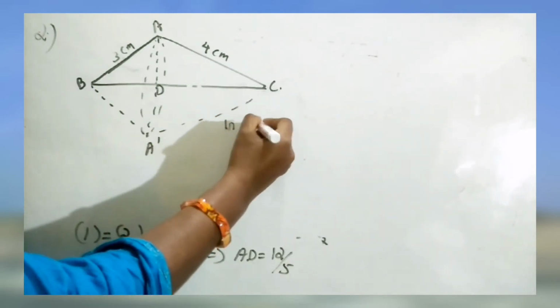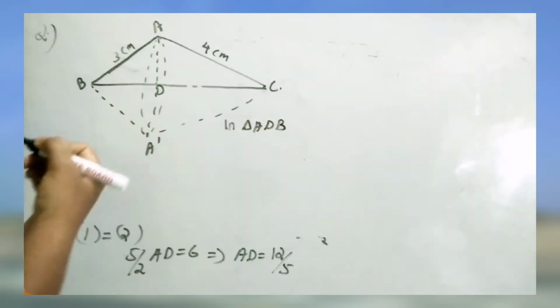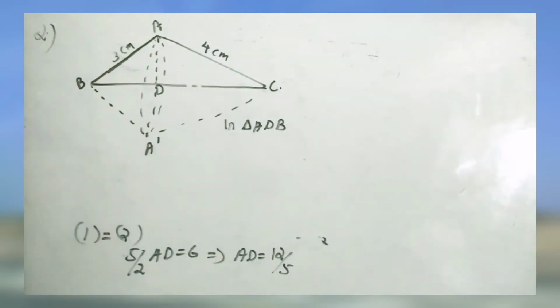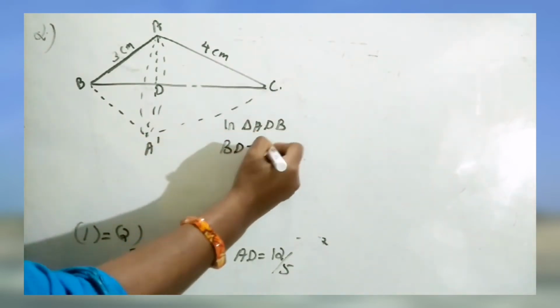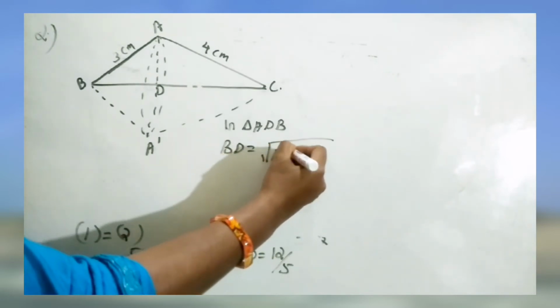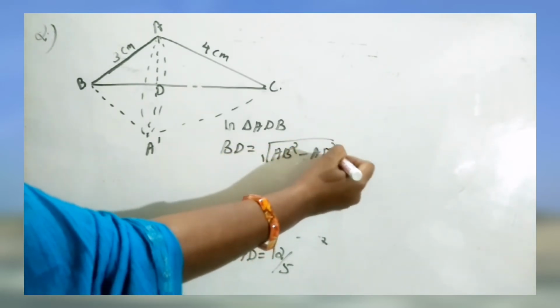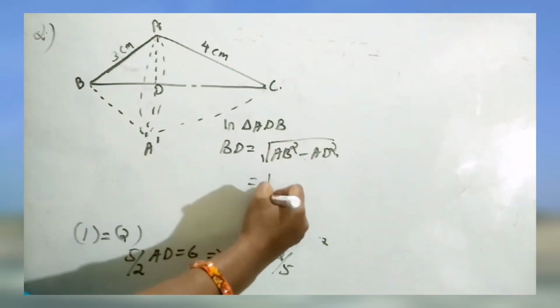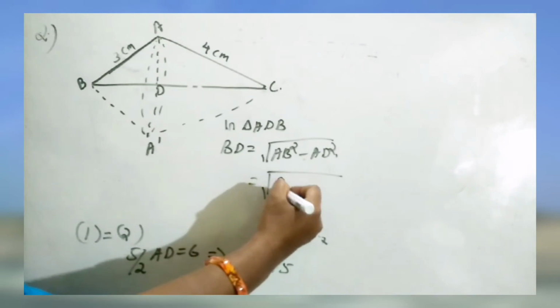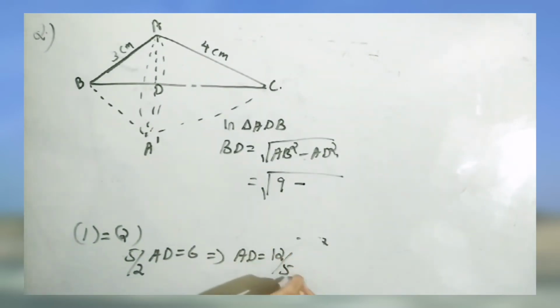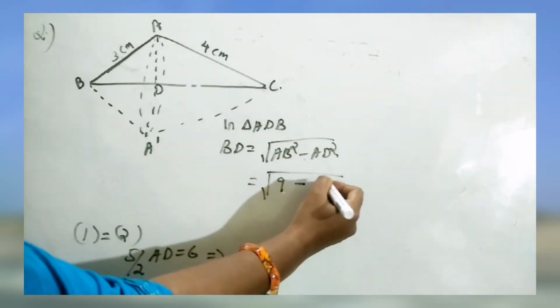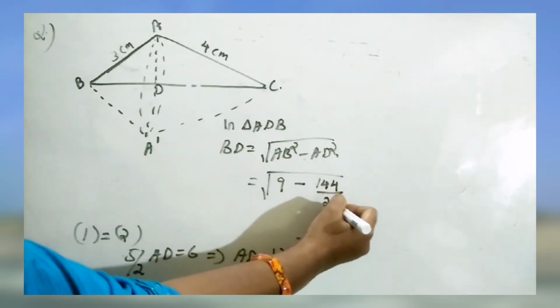In triangle ADB, AD we now have, and AB we know, and BD we can find by using Pythagoras theorem. So BD is equal to the square root of AB square minus AD square. That is equal to the square root of 3 square, 9, minus 12 by 5 whole square. The length AD is 12 by 5. 12 by 5 whole square is 144 divided by 25.